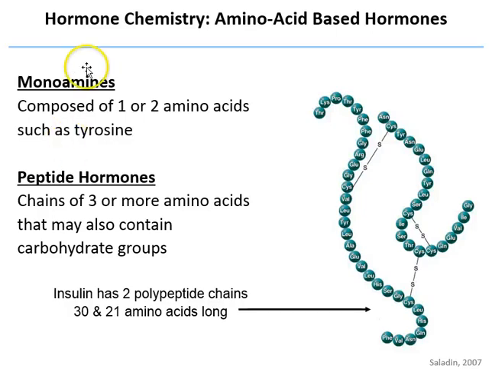Now, you can take a single amino acid and make what we call a monoamine hormone out of that. So one or two amino acids stuck together, a very small molecule, can make one of these amino acid based hormones. If you string together many of these amino acids, you get a peptide hormone, so 3 or more. This is an example of a peptide hormone here. This is insulin. Each one of these circles in these two strands is a separate amino acid. So the key thing about this group of hormones is that they are based on the same building blocks, the amino acids, that make up all the proteins in our body.